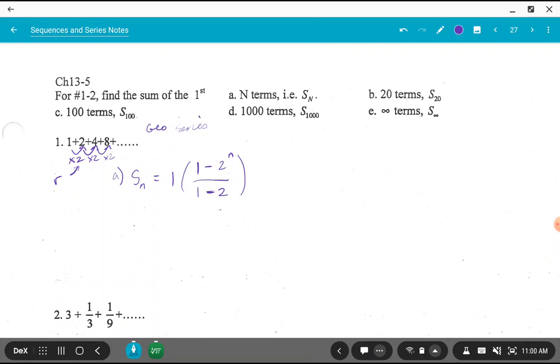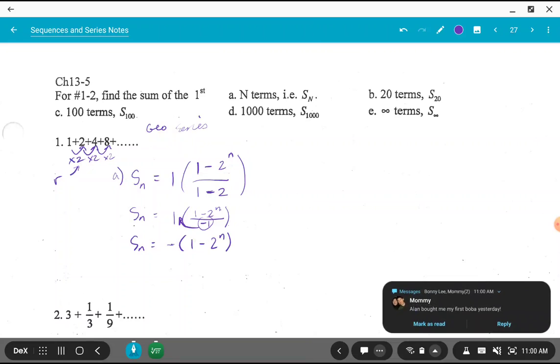Now let's clean it up a little bit. It does look a little bit messy. So we're going to say that S of n is equal to 1 times 1 minus 2 to the n power, all over 1 minus 2, which gives us negative 1. And technically this negative 1, because it is just a numerical value in the denominator, we can bring together, right? 1 over negative 1. And that's going to give you a value of negative 1 minus 2 to the n power, like that. Okay, so we'll leave it like that.